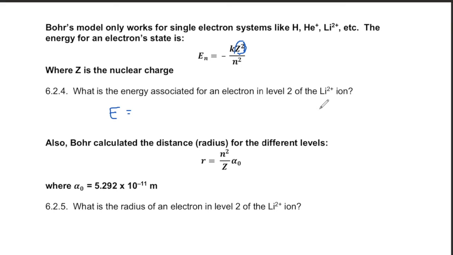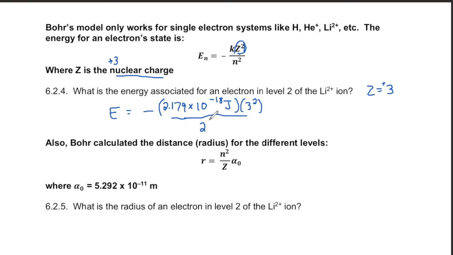So let's do just a couple of calculations like this. For lithium, Z would be 3. There's 3 protons in the nucleus, so the nuclear charge for lithium would be a +3. K is still 2.179 times 10 to the negative 18 joules. n is the level that the electron is in. So for this one, it's in level 2, and that would be squared. And that comes out to be negative 4.903 times 10 to the negative 18 joules.